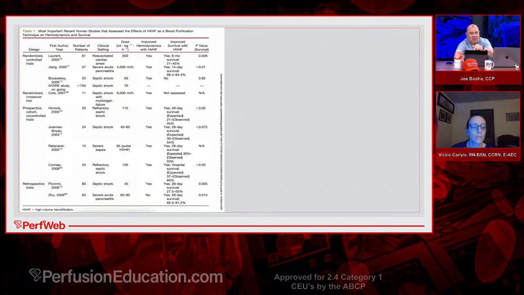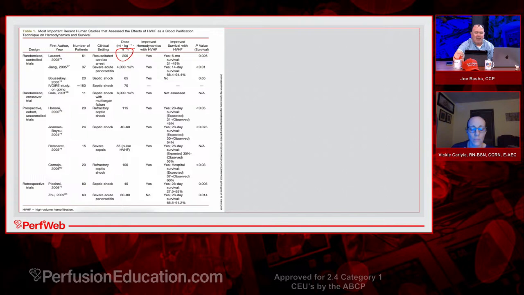Then I'm going to put you to low intensity again, and we're going to publish the study with this as a caveat. It's an impossible study to do. But let's look at these numbers, because I think it's very important. The dose in this particular case was 200 milliliters per kilogram per hour.